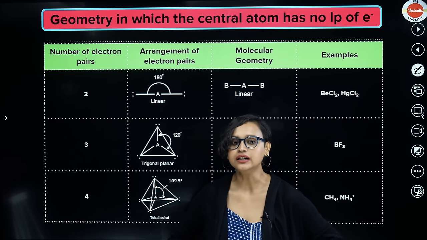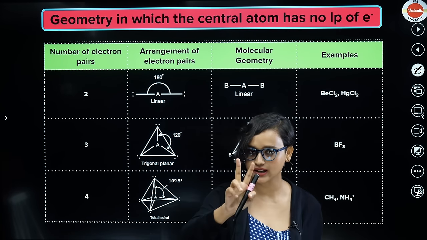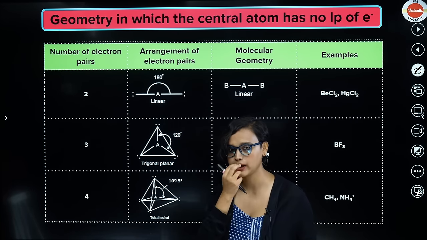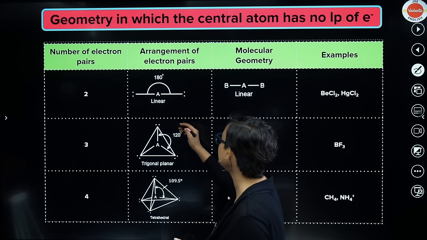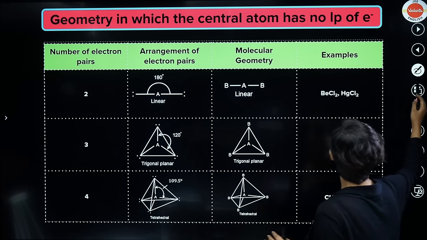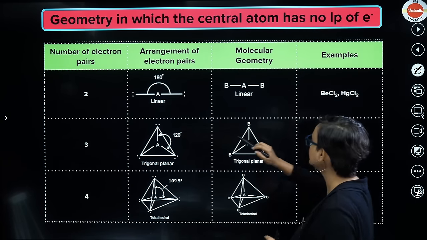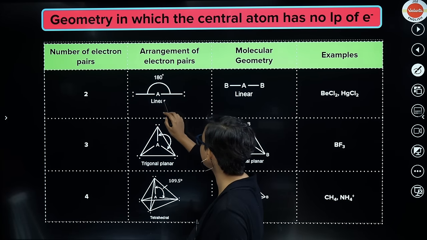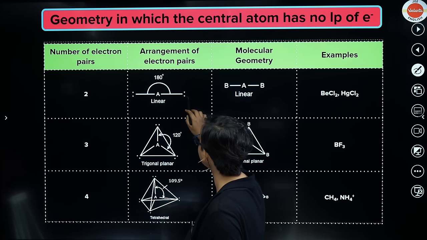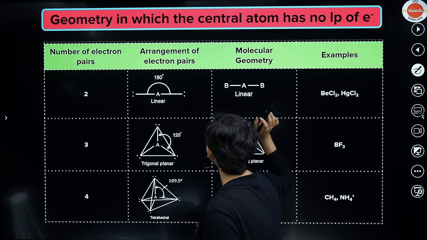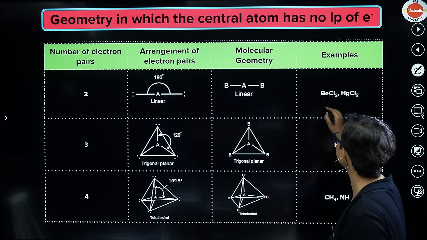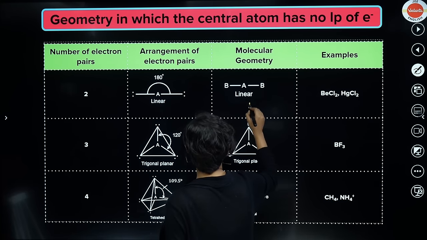So, take a look at it. Now, if the number of electron pairs is 2, okay? Yes, the arrangement of electrons will be linear. Do you see, everybody? Linear. This A is your central atom. Here you have one atom on each side. So the shape will be linear, okay? Example is BeCl2. How do you draw BeCl2? Like this.